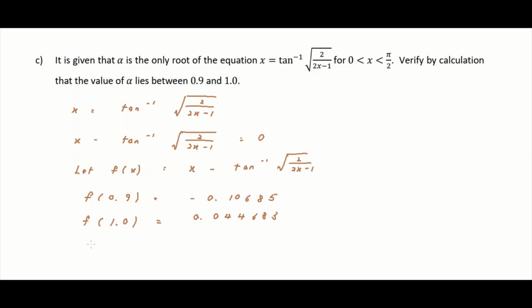Same thing, you need to write down your verification. The change of sign indicates the presence of root between 0.9 and 1.0.